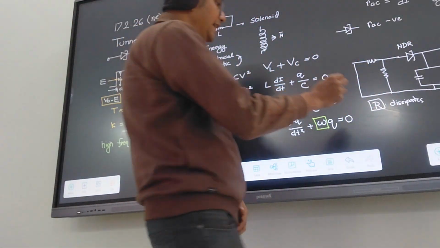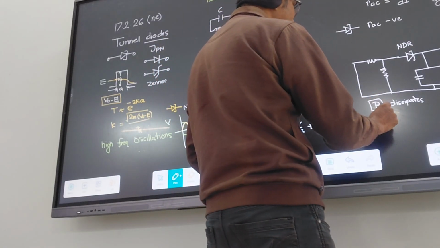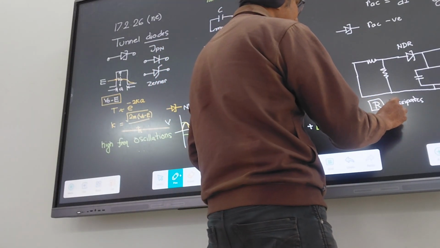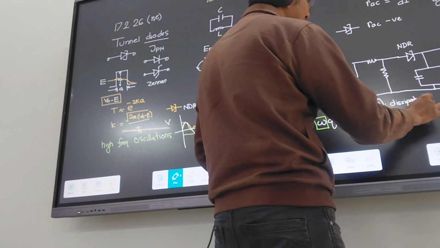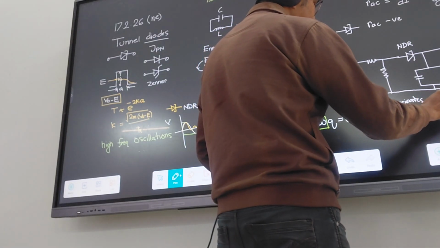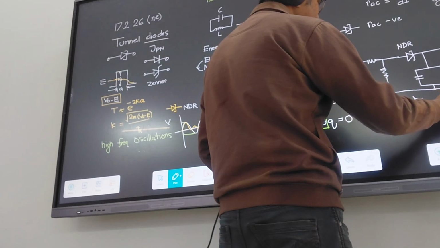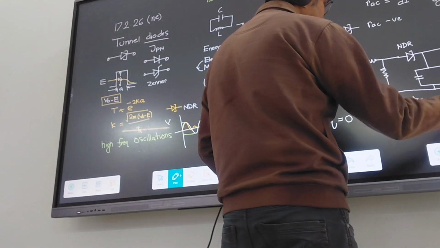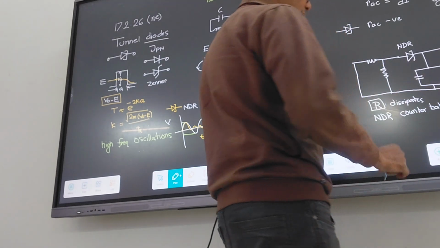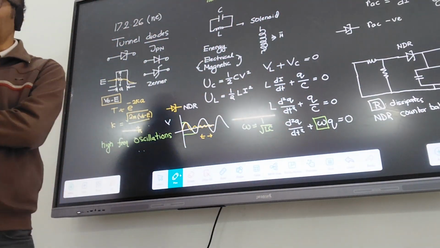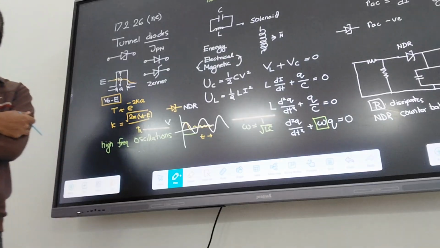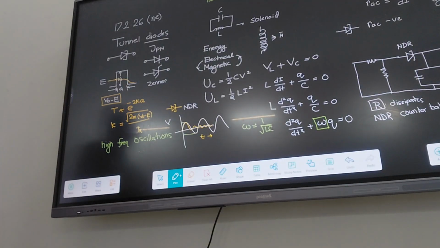Okay, so the NDR counterbalances so that there is no decay. ये जो decay को avoid करना है. That's why जो high frequency devices होते हैं वहाँ पे we use this tunnel diode. ठीक है.